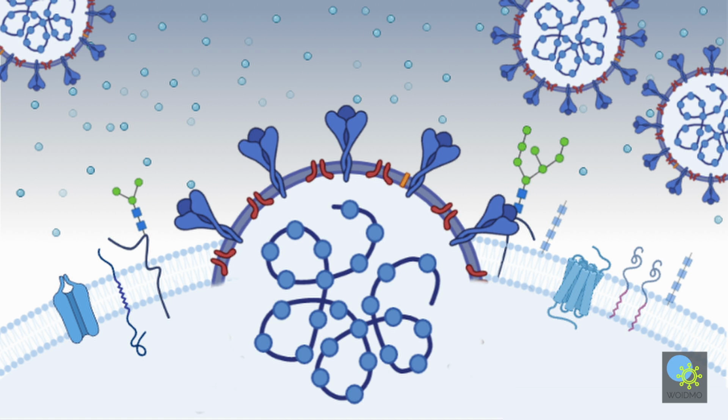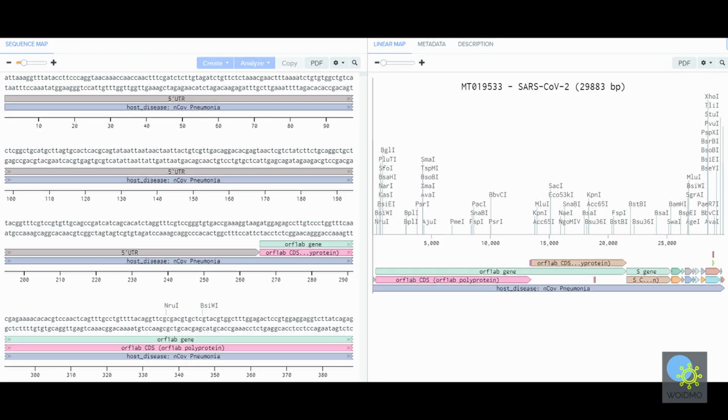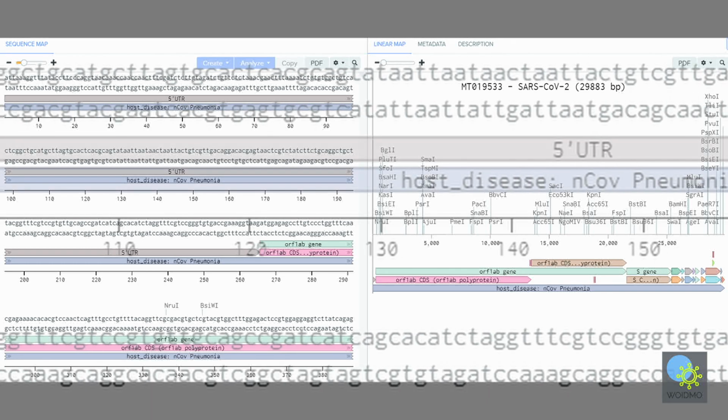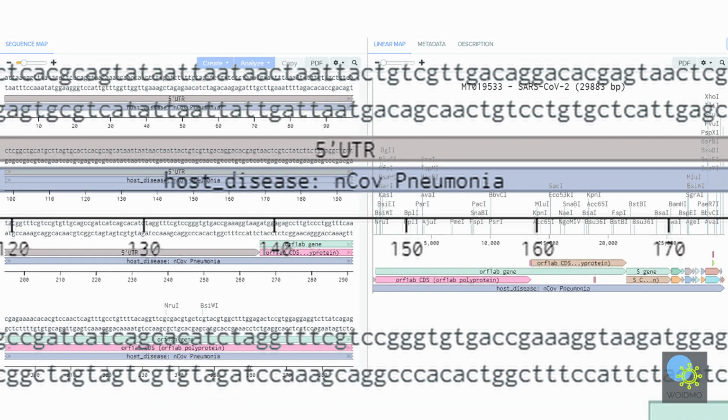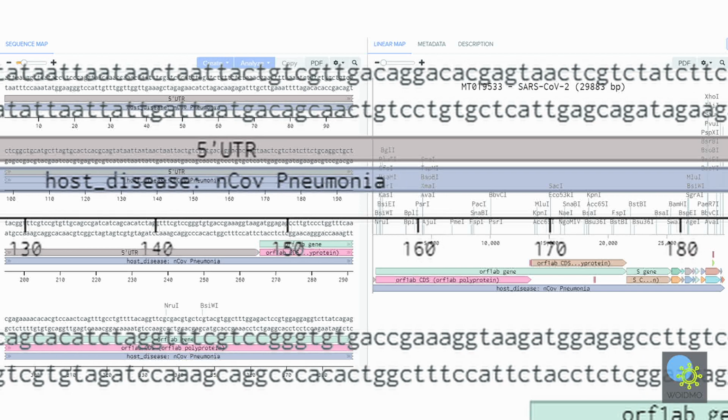I'm going to go over the spike in more detail, but before we do that, let's take a quick look at the genetic code of the virus and how it affects our cells. On the left, you can see the genetic code of the virus represented by letters. In reality, the code of the virus is a ribbon of nucleic acid with 4 different bases that correspond to the letters C, G, A, and U, or T if it were DNA.